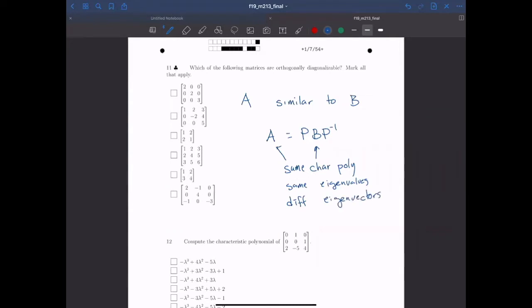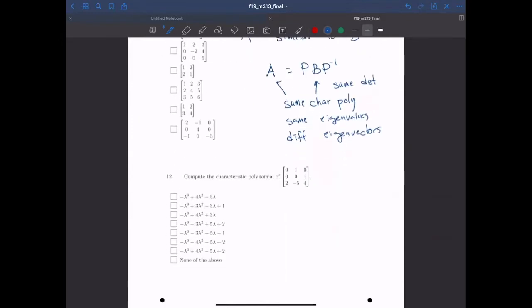So that's the key thing you want to know about similar matrices, that they share some properties in common. The same characteristic polynomial, the same eigenvalues. They will have the same determinant as well. I guess that's another thing we can say. But in general, the eigenvectors will be different. Now that's about all we said in terms of what similarity means in general.